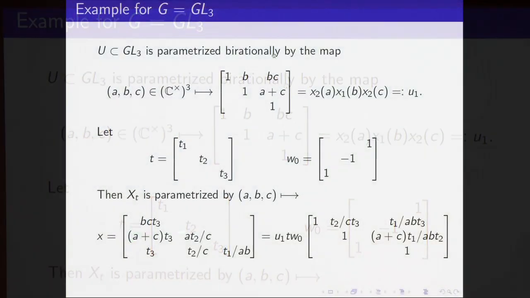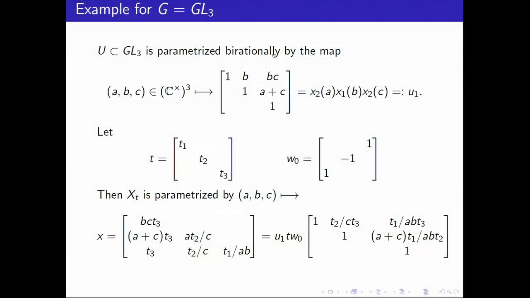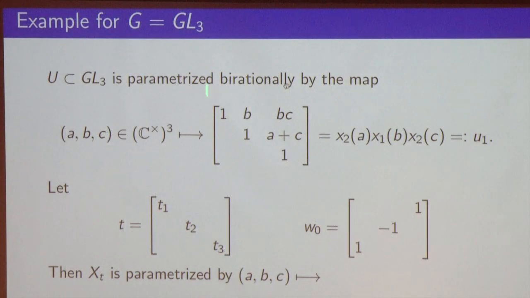And I'll let T be this torus element, and as before, W naught is this particular matrix. So once you've chosen, we fix A, B, and C, and then we get this upper triangular matrix. We also have T, which is fixed, W naught, which are fixed. So I know this matrix.